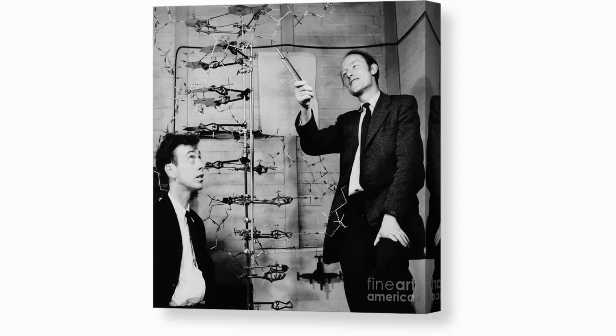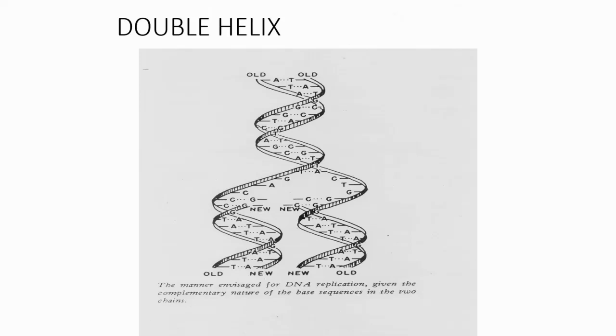In their 1953 paper, they drew a picture of the DNA with the base pairing double helix at the top and a hypothetical, at least at the time it was hypothetical, concept of how the fundamental base pairing rule could result in the replication of DNA, and that hypothesis proved to be correct.